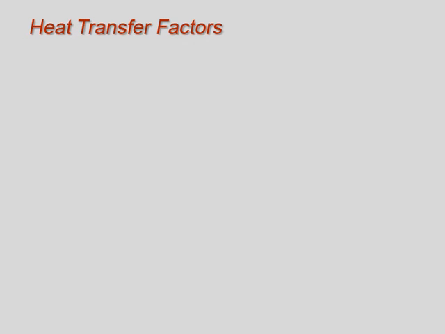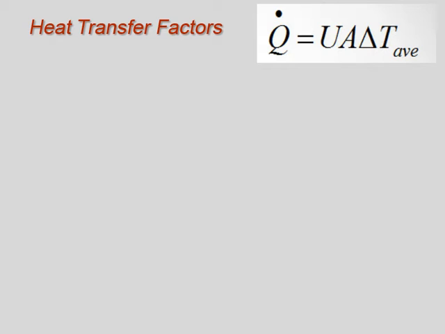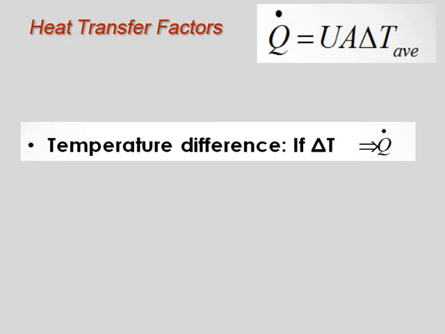Recall from heat transfer the equation for heat transfer across a boundary. Heat transfer rate, Q dot, is equal to the heat transfer coefficient, U, times the area, A, times the differential temperature, delta T. If U and A remain the same and the difference in temperature between the fluids increases, what will happen to the heat transfer rate? The heat transfer rate will increase.